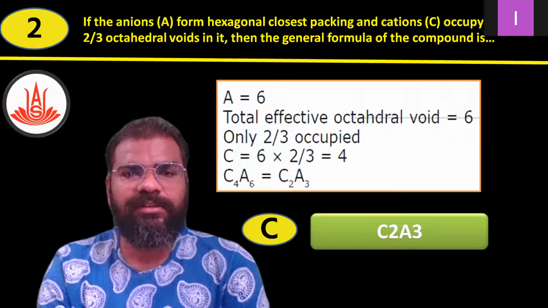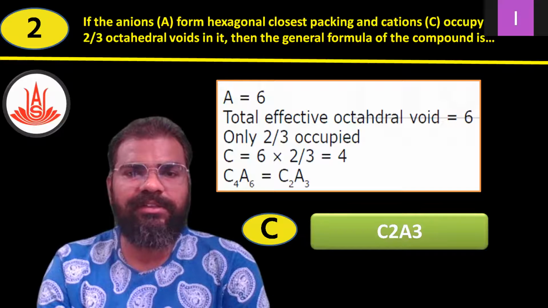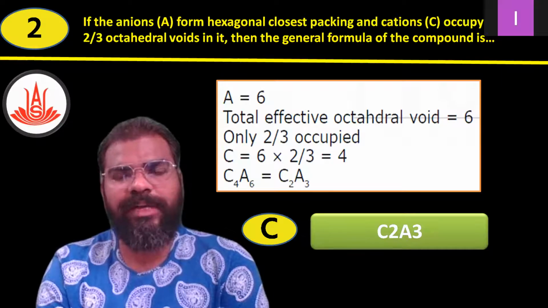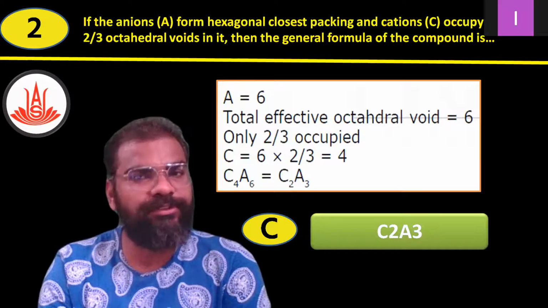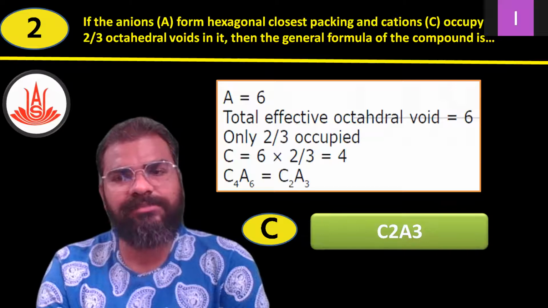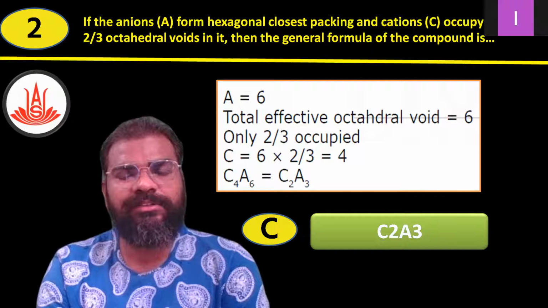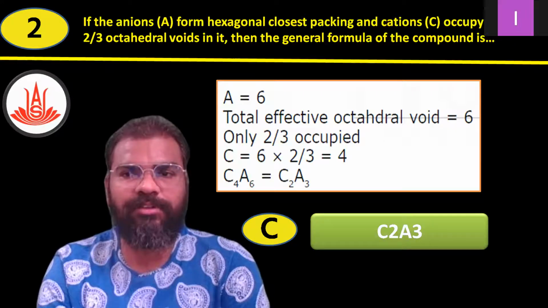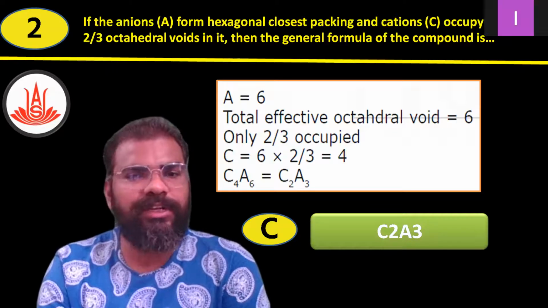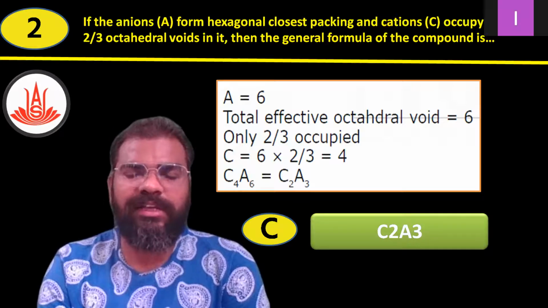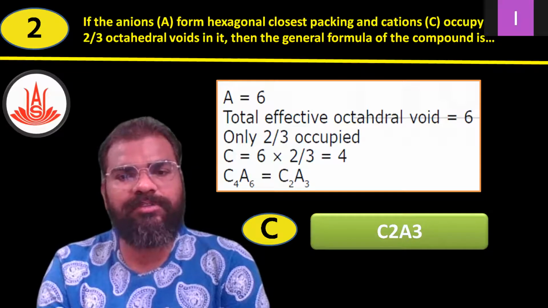Capital A is the hexagonal closest packing. So from that directly you can say there are 6 atoms of A. The total effective octahedral voids would be 6 only, equal to the number of atoms. जितने number of atom होंगे उतने ही octahedral void होंगे, पर पूरे के पूरे C ऑक्यूपाई नहीं कर रहा है भाई, 2 by थर्ड ही ऑक्यूपाई कर रहा है. So very much simple, multiply the 6 by 2 by 3. So 3 twos are 6, 2 twos are 4, the answer will come for C. So the number of A will be 6 and the number of C will be 4.